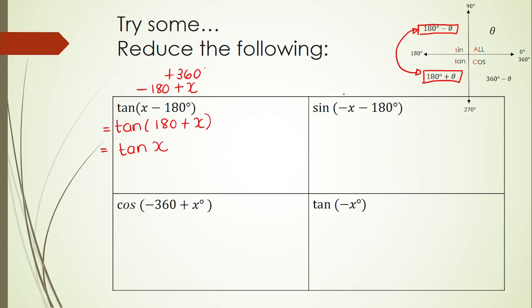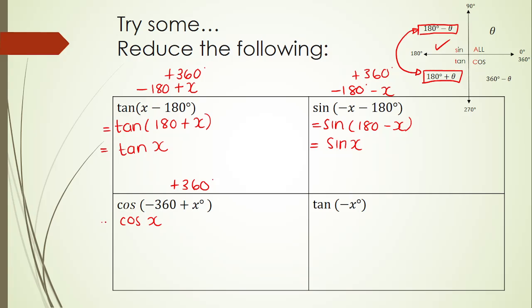Let's look at the next one. Let's add 360. So I'm going to have sine of 180 minus x. Well, whose quadrant is this? This is sine's quadrant, 180 minus theta, so that's just a positive sine of x. We don't have to rearrange this, it's already been rearranged, but let's just add 360, and you'll see we're just getting cos x.